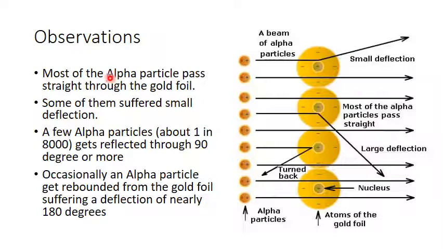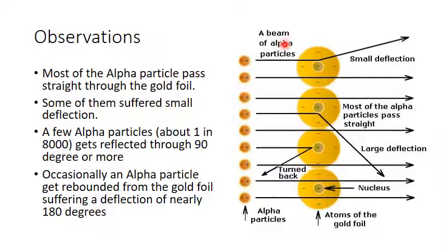Most of the alpha particles pass straight through the gold foil. They observed that most of the alpha particles, can you see this straight line, could pass undeviated. They do not undergo any deviation, that means there's no change in the angle. The angle with which they were coming, they are going out at the same angle. There's no change in the direction. So most of the alpha particles pass undeviated.